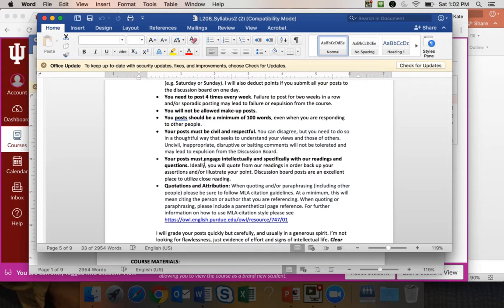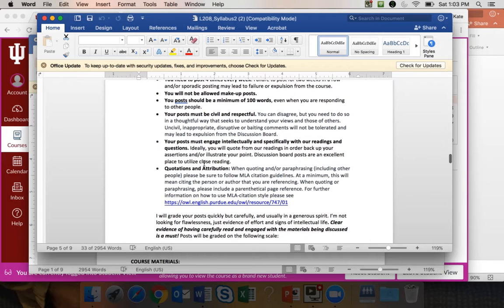Other rules. You need to post 4 times every week. Failure to post for 2 weeks in a row or sporadic posting may lead to failure or expulsion from this course. You're not going to be allowed makeup posts. If week 1 goes by, you don't happen to post in week 1, you can't go back and post to week 1. Similarly, if you post twice as much in week 2 to make up for those lost posts, those aren't going to count towards week 1.